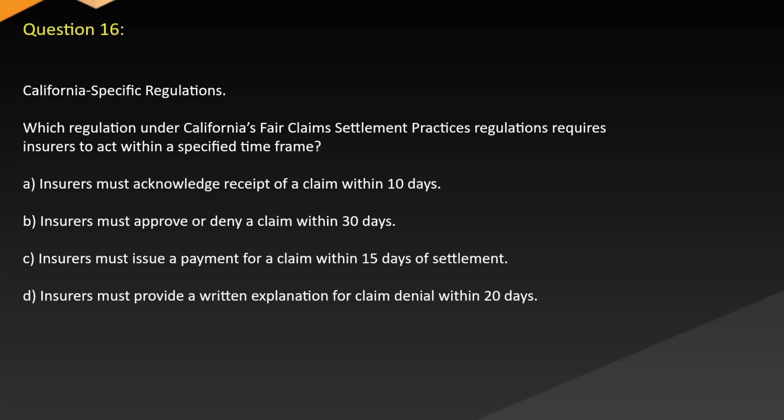Question 16. California-specific regulations. Which regulation under California's Fair Claims Settlement Practices regulations requires insurers to act within a specified time frame? A. Insurers must acknowledge receipt of a claim within 10 days. B. Insurers must approve or deny a claim within 30 days. C. Insurers must issue a payment for a claim within 15 days of settlement. D. Insurers must provide a written explanation for claim denial within 20 days.